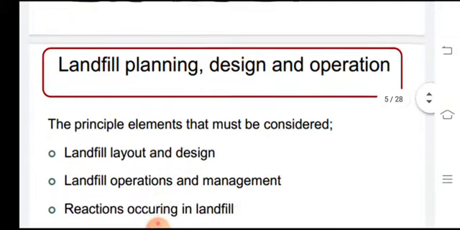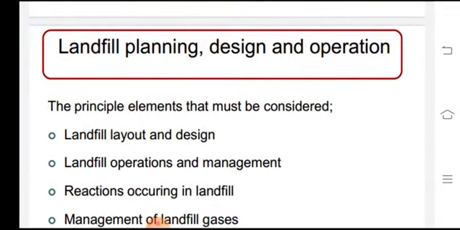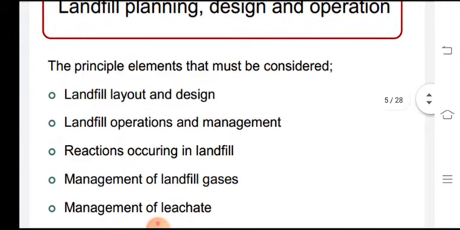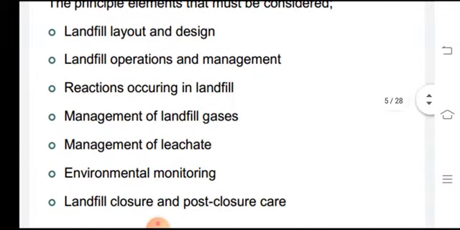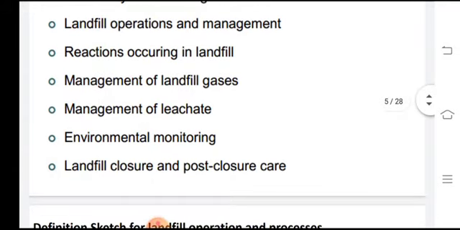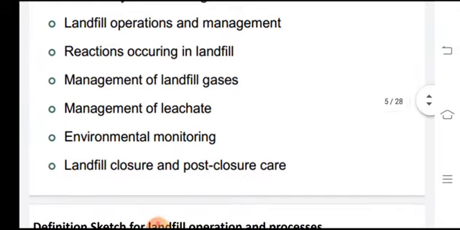Now we move forward to the landfill planning, designing and its operation. The major components, principal elements of landfill planning, design and operation are: landfill layout and design, landfill operations and management, reactions occurring in landfill, management of landfill gases, management of leachate, environmental monitoring, landfill closure and post closure care. These are the components which must be taken care of, and these are the processes comprising all the landfill planning and its management, and also the operations carried out at the landfill.